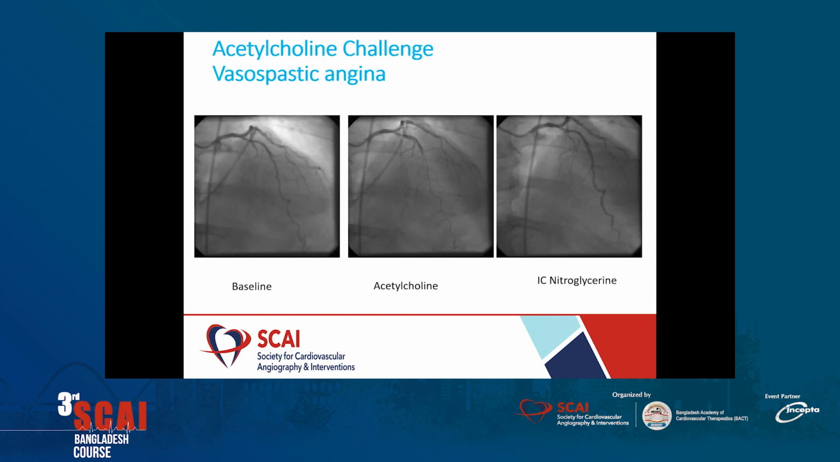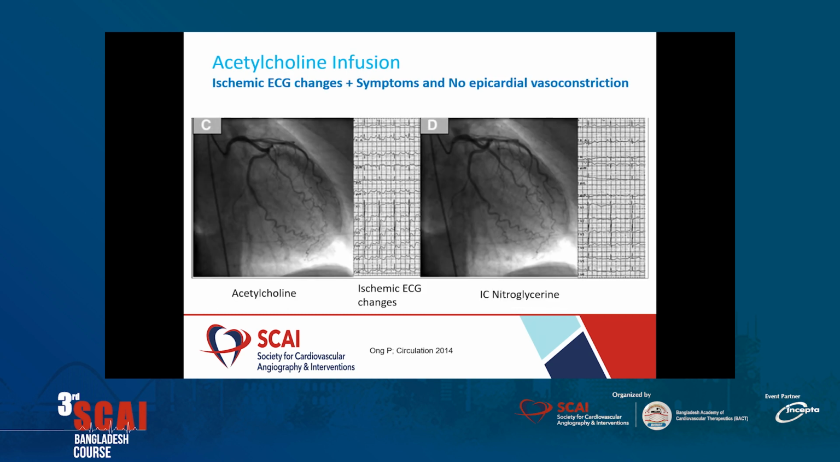And you can see there are live pictures, and you see the diffuse disease there. And look at these pictures. There are two mirror images, exactly the same view, and we gave the acetylcholine high dose. There is no spasm in the epicardial artery. But look at the EKG.